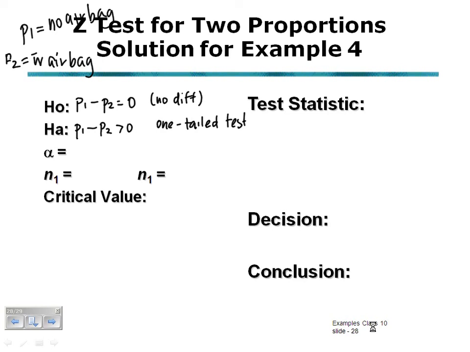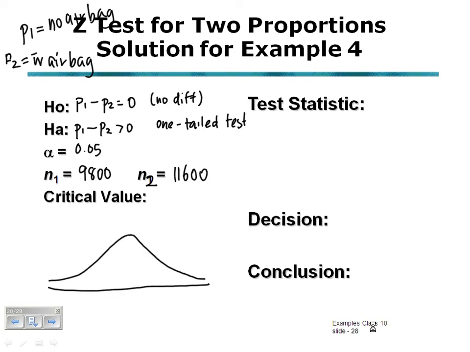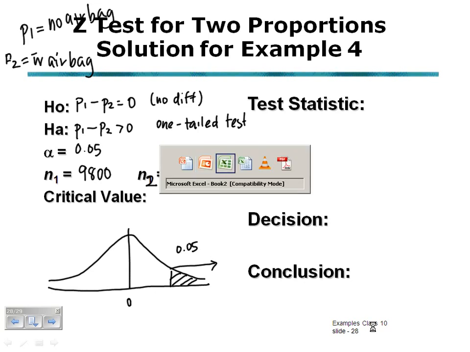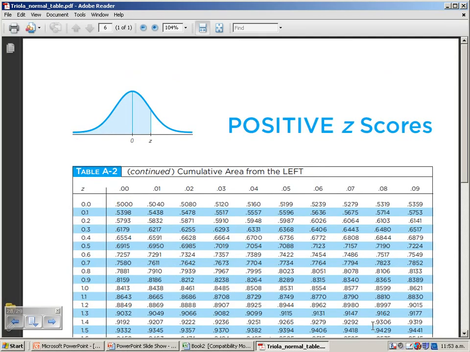We have here an alpha value of 0.05. It's a one-sided test, which means all of our alpha goes at one end. And we have here two sample sizes, 9,800 for sample size 1 and 11,600 for sample size 2. So the critical value for Z, we now have, remember this is a Z test, so we have a one-tailed Z test with an alpha value of 0.05, all at the top end of the distribution. So in order to find the critical value for 0.05 with a Z, we can either use the tables or Excel. And we're going to go through the normal table to show you how we'd find that.